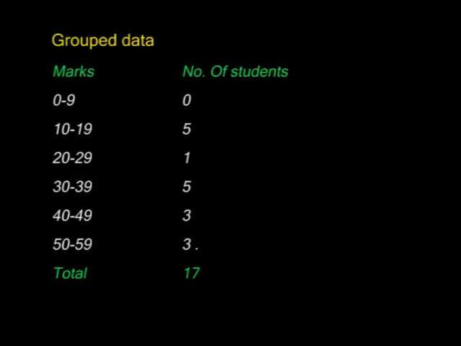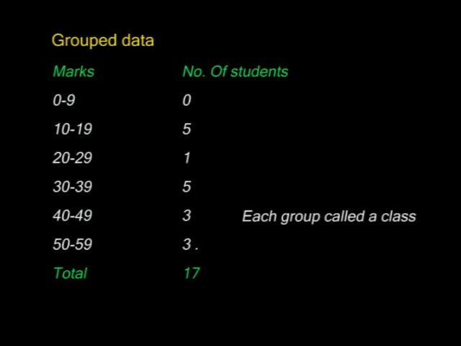Looking at that, you can see between 0 and 9 marks there was no student. 5 students scored between 10 and 19. Only 1 student scored between 20 and 29. Up to the last class there, 3 students had a score between 50 and 59. In total we had 17 students. When data is represented in this way, it is said to be grouped. Each group is called a class.